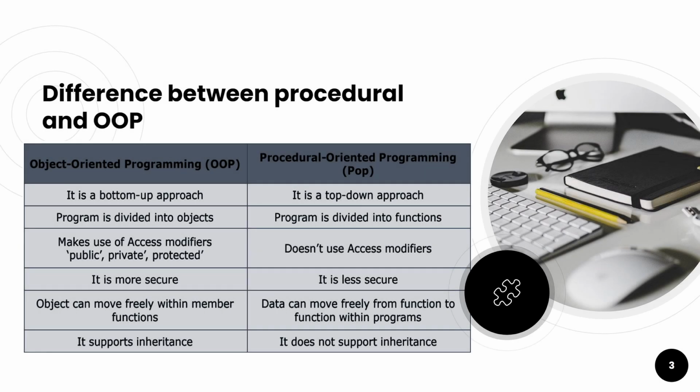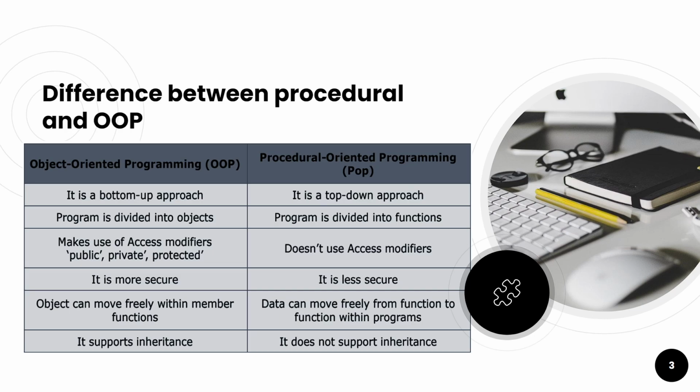But first, we need to understand the difference between procedural programming and object-oriented programming. The first difference is that object-oriented programming is a bottom-up approach and procedural-oriented programming is a top-down approach. So what is bottom-up and top-down? Bottom-up is basically when you have the answer, when you have something at a very broad level, and then you condense it to a smaller object of attention. That would be a bottom-up approach.